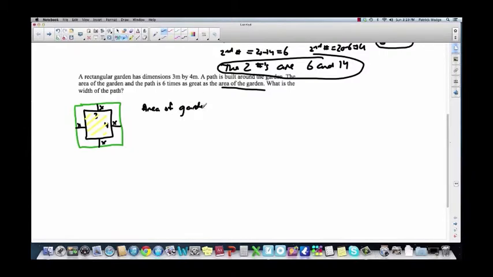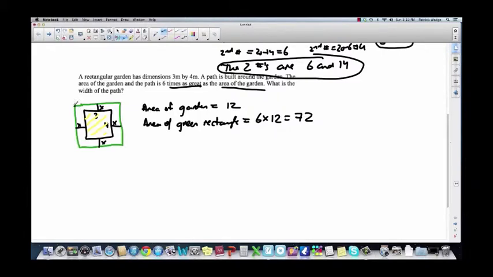You probably don't need to write this down, but just to be clear, the area of this yellow part here is 12. And it says the area of the garden and the path together. So the area of the whole thing, I'll put area of green rectangle, is 6 times as much. So it's 6 times as much as this. 6 times 12 equals 72. So we know the whole area of this green rectangle is 72.